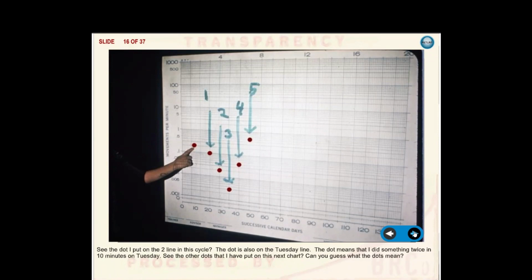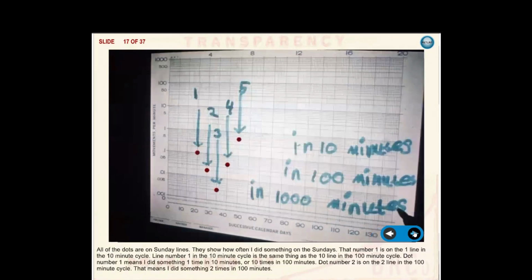See the other dots that I put on this chart? Can you guess what the dots mean? All of the dots are on Sunday lines. They show how often I did something on this Sunday. Dot number 1 is on the 1 line, the 10-minute cycle. Line number 1 in the 10-minute cycle is the same thing as the 10 line in the 100-minute cycle. Dot number 1 means that I did something 1 time in 10 minutes, 10 times in 100 minutes.